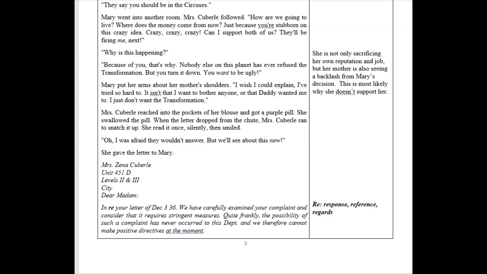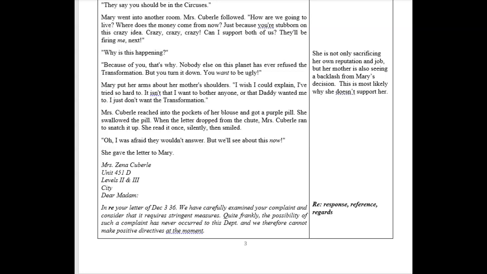So at this point, Mary's not only sacrificing her own job and her own reputation, but her mother is also seeing backlash from this. People won't come over. She's afraid that she's going to be fired. And because of that, they could lose their home, and things like that. So this is most likely why Mary's mother doesn't support her decision, because it's not only happening to Mary, but it's happening to her mother as well.